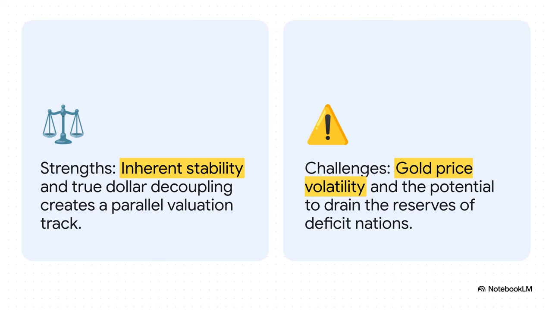So you've got this really interesting tug of war, right? On the one side, the strengths are pretty compelling. You get the stability that comes with gold, and you get a genuine way to operate outside the dollar system. But then you look at the other side of the ledger, and the challenges are just as serious. Gold's price does fluctuate, and any country that consistently runs a trade deficit could find itself bleeding its precious gold reserves. That's the core debate right there.